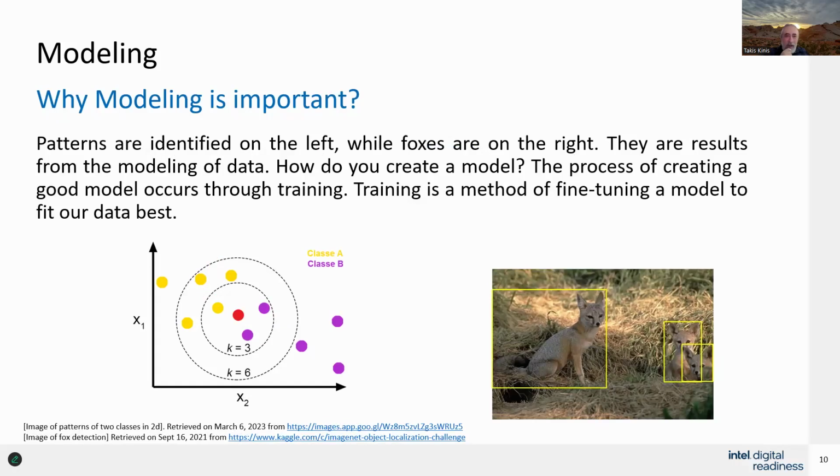So it says the patterns are identified on the left while the foxes are on the right. They are the results from modeling the data. And how do you create a model? Right. It says the process of creating a good model occurs through training, and training is a method of fine-tuning a model to best fit our data.